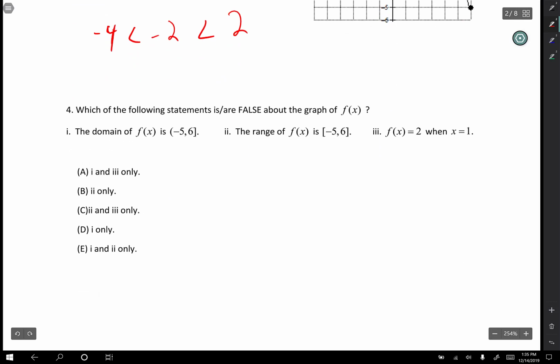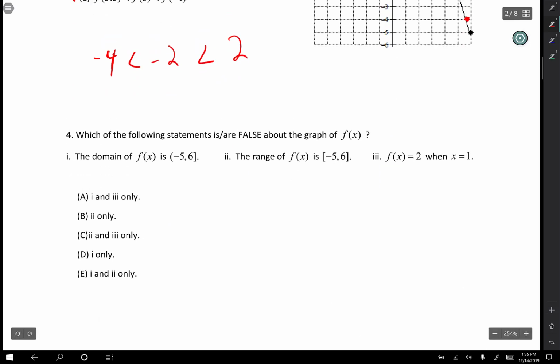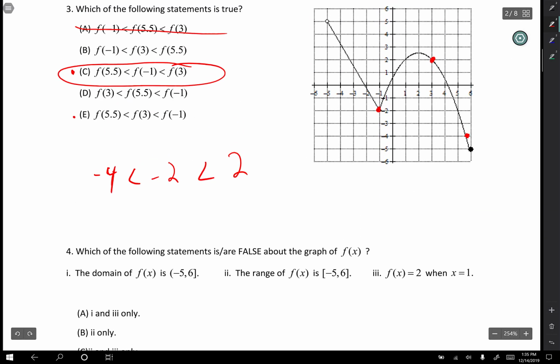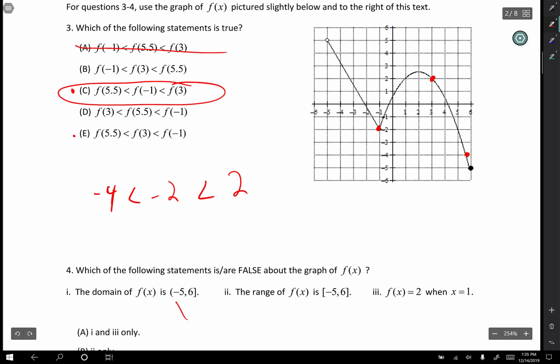Which of the following statements is true or false about the graph of f of x? The domain is -5 to 6. Notice there's an open parenthesis there with a bracket. So let me erase these guys so I can see if I have a hole or not. That one seems to be true, and one that is false. The range is -5 to 6. Let's see, -5, 6. So this one appears to be false.